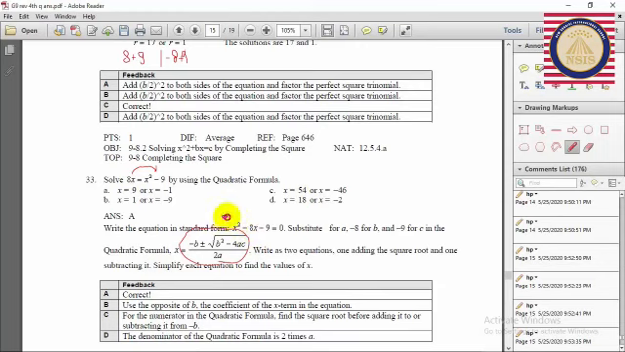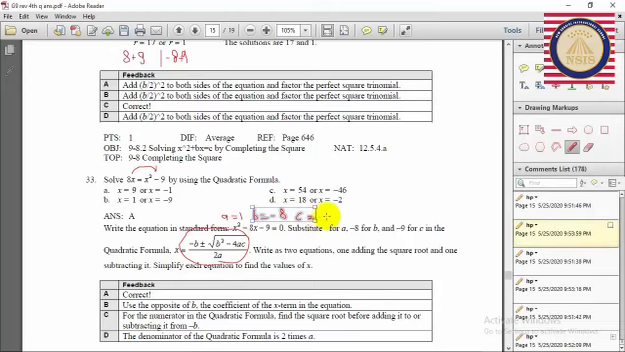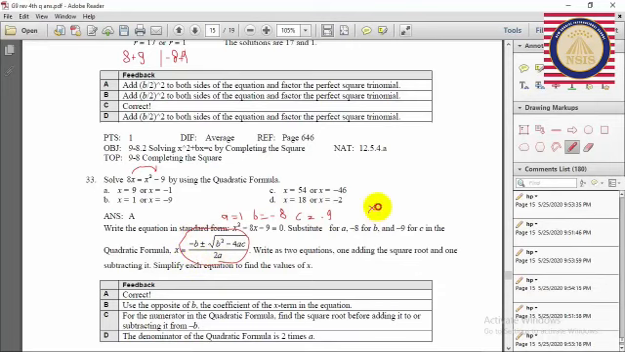What is the a? The a equals what here? The a equals 1. Okay? So a equals 1 and b equals what? b equals negative 8. And the c equals what? c equals negative 9. So I have all, I'm going to just substitute here. Let's substitute. x equals. And I'm going to show you how to do it with the calculator.